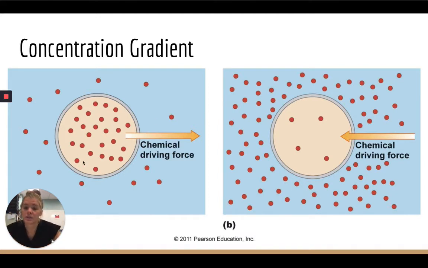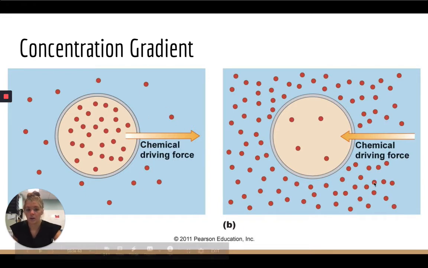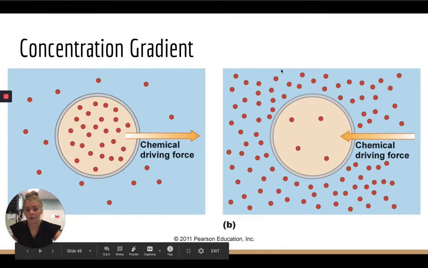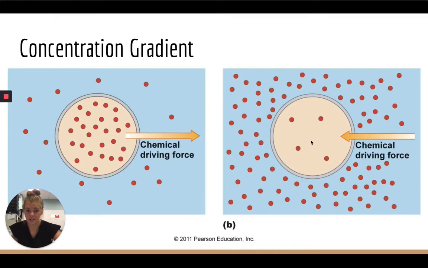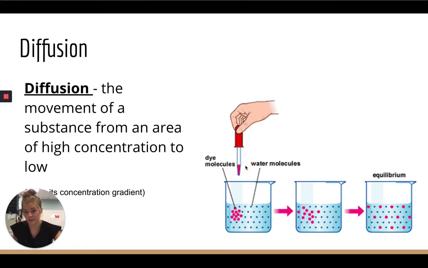So notice in this first picture, there's a bunch of molecules inside the cell and not a lot outside. The goal of this is always to reach what we call equilibrium, which is an equal amount on both sides. So these particles that are inside the cell are going to move out from an area of high concentration to low. Whereas here in this picture B, they're going to move from the outside, where there's a lot of particles, to the inside, where it's low. This is what we call diffusion.